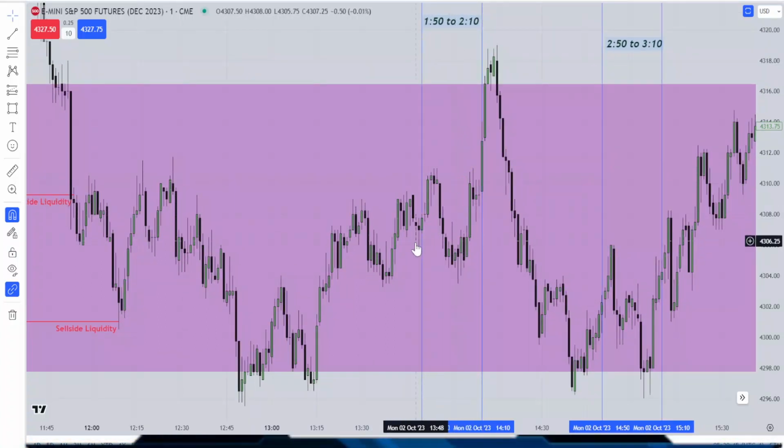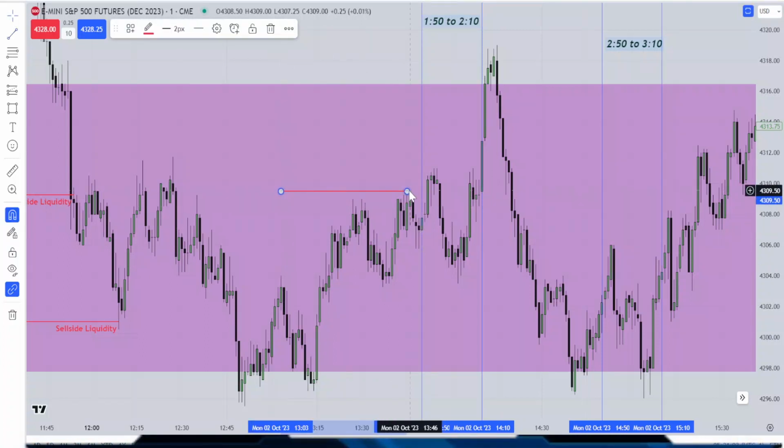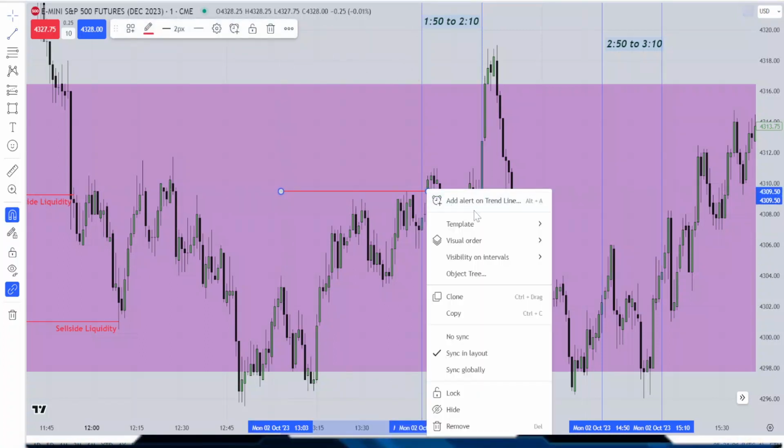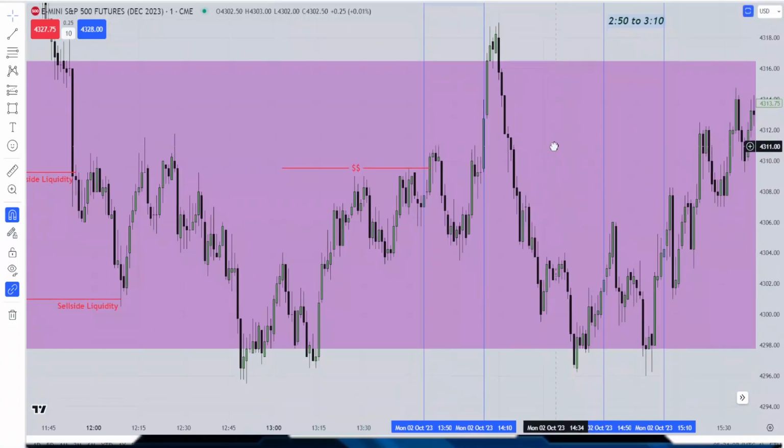If you see, when price came to the macro time, 1:50, this is 1:50, this blue line and this blue line. This is the 1:50 to 2:10 macro. When price came here, it went above and cleared all of this buy side liquidity. Just let me mark it. When price came inside the macro, we saw that macro actually cleared the buy side liquidity. Then it went lower.